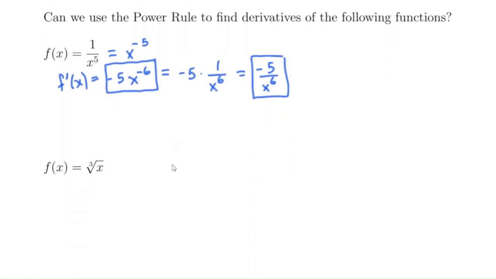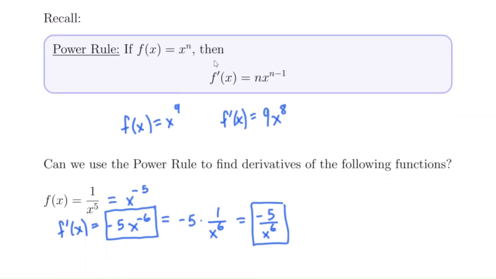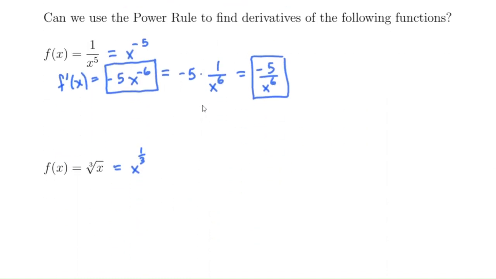Now, what about the cube root of x? Well, remember, the cube root of x is the same thing as x to the 1/3 power. So notice we can use the power rule where n is 1/3. And when we use the power rule, the 1/3 will come out front, and then we're going to have to do 1/3 minus 1 up here. Well, what's 1/3 minus 1? It'll be negative 2/3, right?